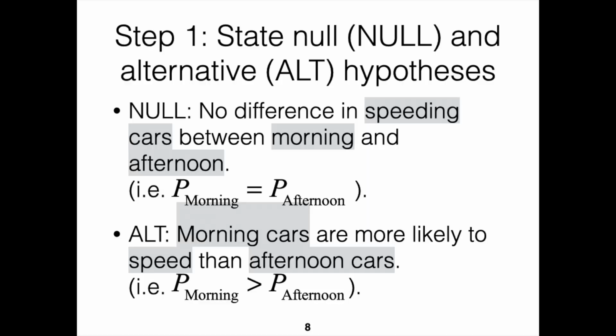Step one, we state our null and our alternative hypotheses. Again, this is our planning stage. We want to be really clear about what that doubting scientist hypothesis is, and then we want to be really clear about the hypothesis that we think is going on. In this situation, the null hypothesis is that there's no difference in speeding cars between morning and the afternoon. And the alternative hypothesis, the hypothesis that I think is happening, is that the morning cars are more likely to speed than the afternoon cars.